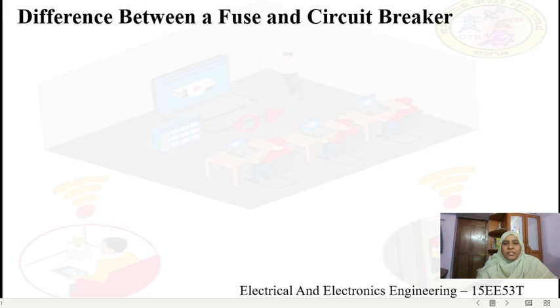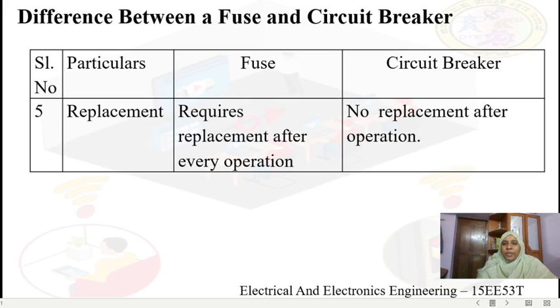And the last difference regarding your fuse and the circuit breakers is replacement. I told you, once the fuse is in operation, it blows off. So there is no question of repair or maintenance. You have to just replace it with a new one. So it requires replacement after every operation. Whereas a circuit breaker doesn't require any replacement. After each operation, it can be used. These are the few differences between fuse and circuit breaker.